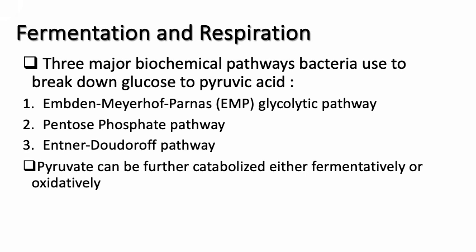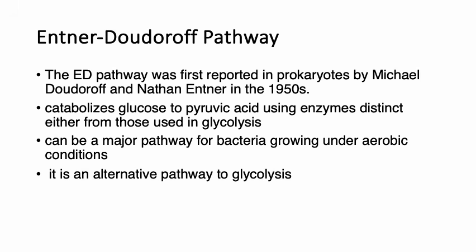Okay, let's now proceed to specifically discussing the third one because the third one is quite special to some of your bacteria. That is the Entner-Doudoroff or ED pathway. Now, the Entner-Doudoroff pathway was first reported in prokaryotes by Michael Doudoroff and Nathan Entner in the 1950s. So, it is used primarily to catabolize glucose to pyruvic acid using enzymes distinct from those used in the glycolysis pathway. Now, it can be a major pathway for bacteria growing under aerobic conditions. And it is also used as an alternative pathway to glycolysis by some of your bacteria.